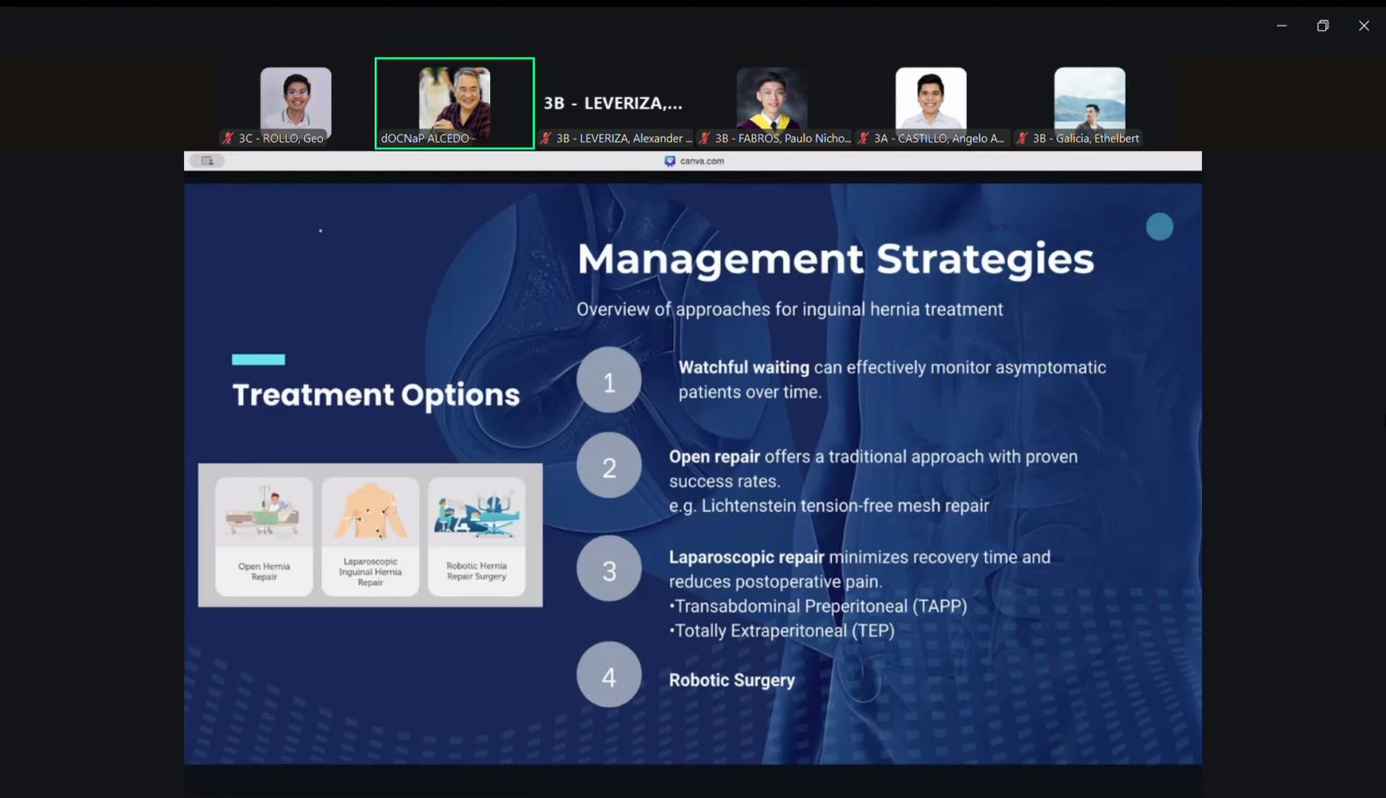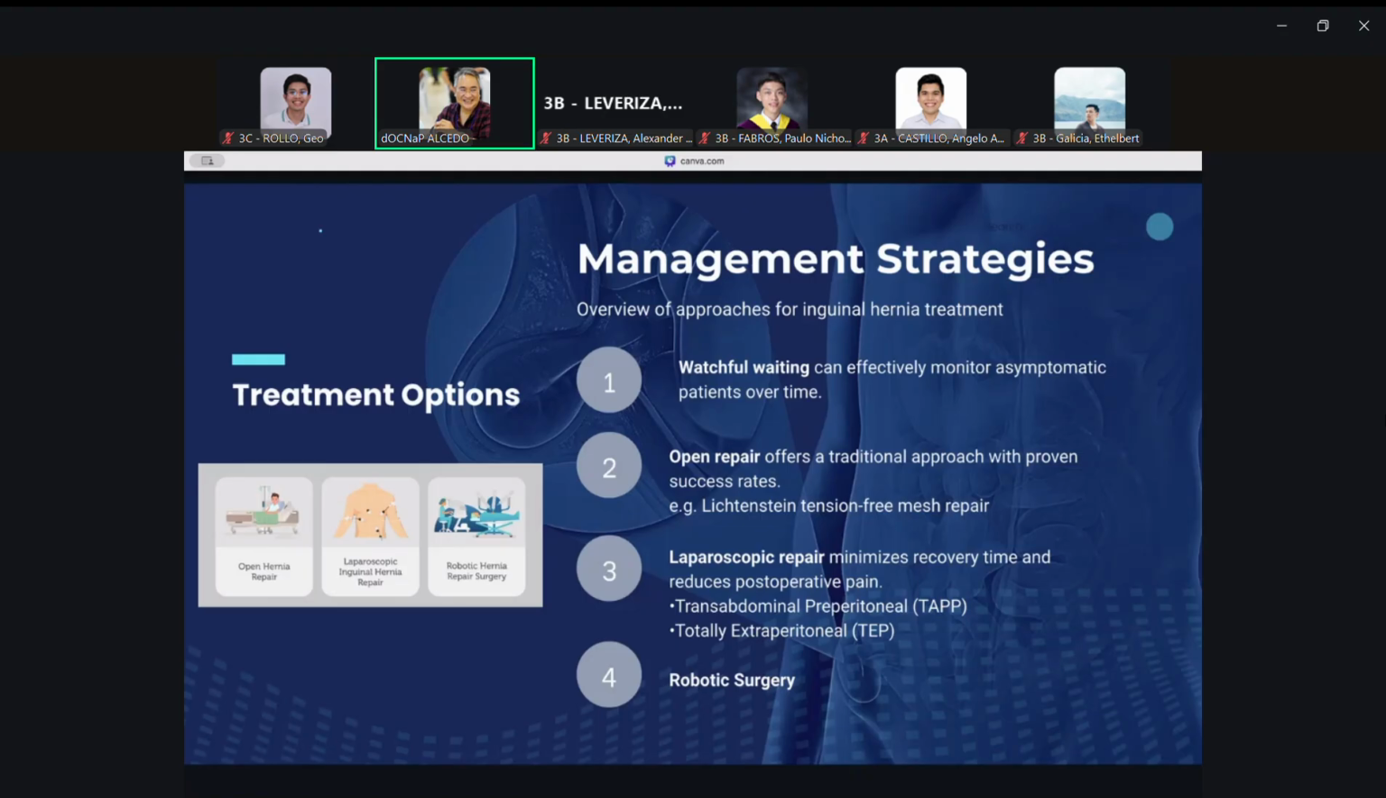So if the patient is just complaining of a reducible bulge without any other symptom, then watchful waiting can be resorted to. Okay. Otherwise, if it is symptomatic and if it's bothering the patient, and if the risk, according to your evaluation and assessment, is high for it to develop complications, then we offer the patient surgical management. And of course, there are several options.